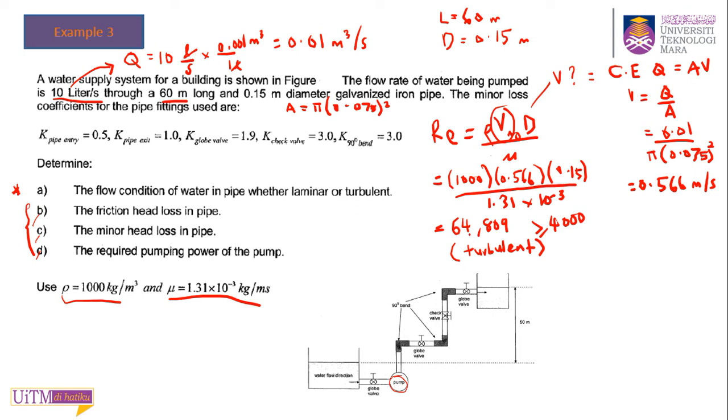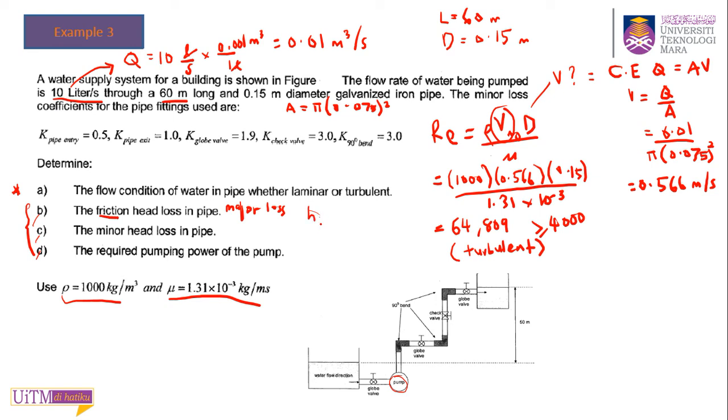You get 64,809, and this is turbulent. So we can answer question B, the friction head loss in the pipe, which is the major loss. The major loss is due to the friction. This is your major loss. Okay, you find your major loss. So how to calculate this major loss? We use the equation.